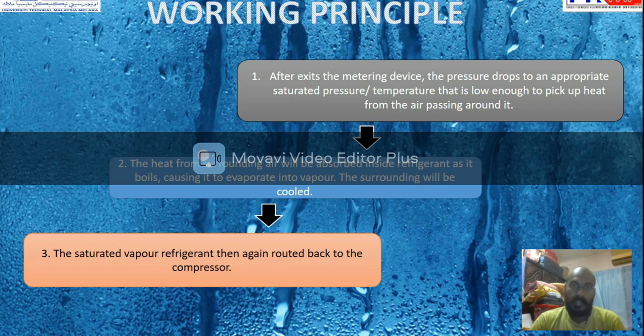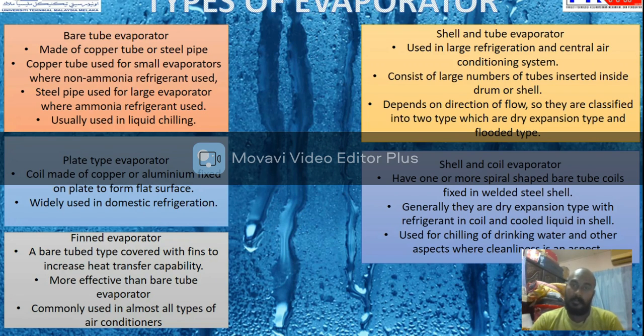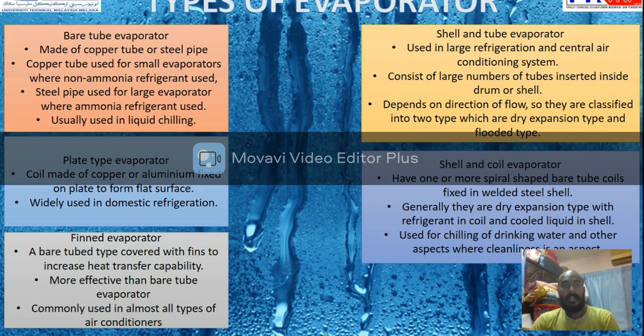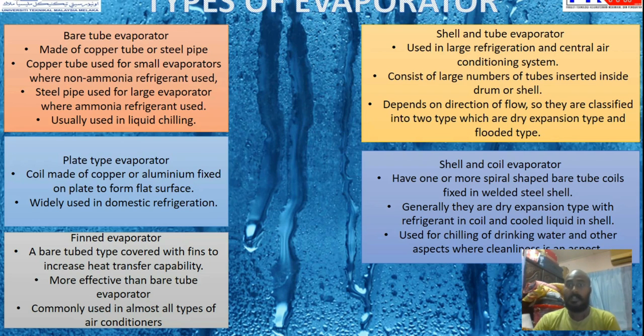Next I'm going to talk about the types of evaporators. I'm going to focus more on construction based evaporators. First, there is the bare tube evaporator. Bare tube evaporators are made up of copper tube or steel pipe, where copper tube is used for small evaporators where non-ammonia refrigerant is being used, while steel pipe is majorly used for large evaporators where ammonia based refrigerant is used. They are usually used in liquid chilling.